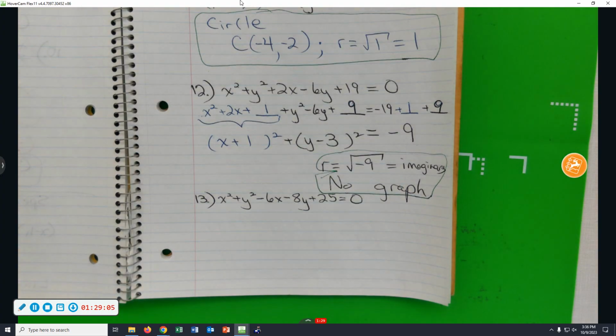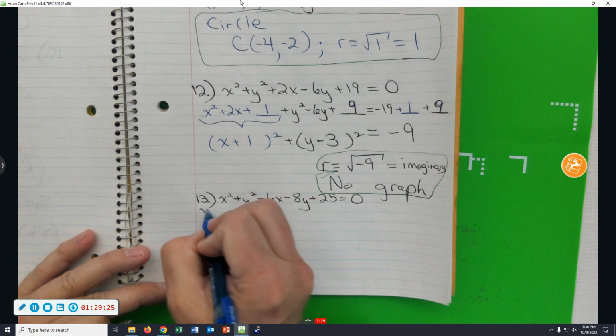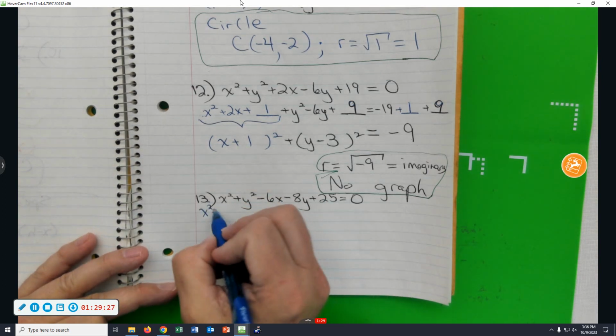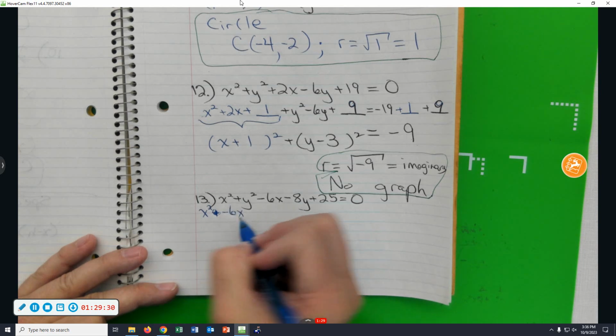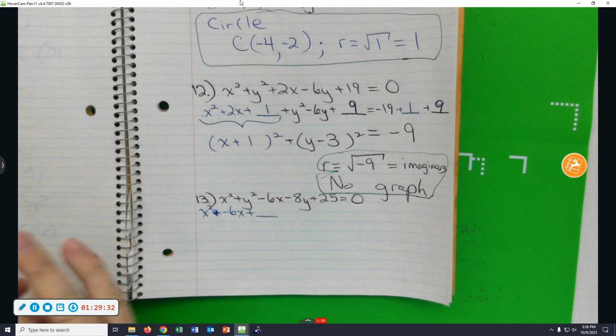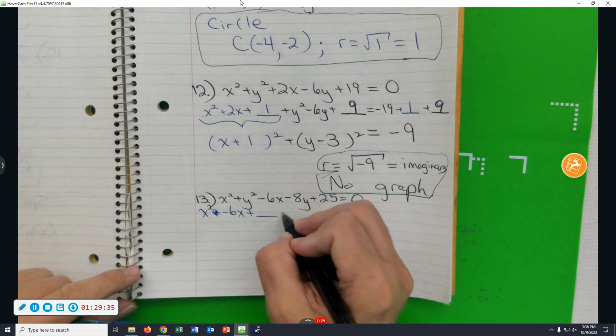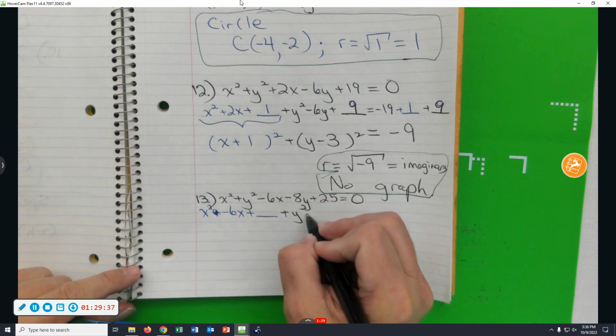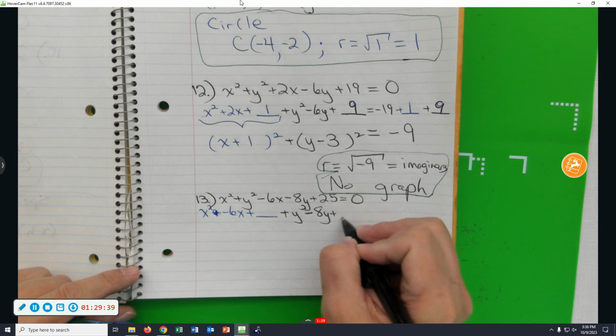Okay, this is the last problem with circles. Number 14 is probably a cut point problem. So this is the last problem. What will I do first? Group. I'll group the x terms: x squared minus 6x plus blank. Then I'll group the y terms: y squared minus 8y plus blank.